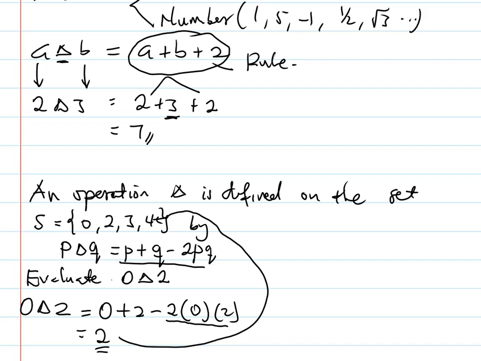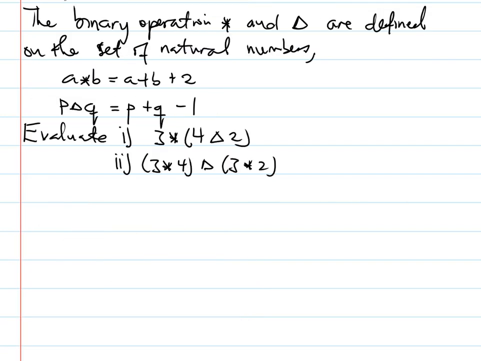Let's try an example where the set is infinite. In this given example, we have a binary operation that is star and delta, which are defined on a set of natural numbers. Now, natural numbers are infinite sets because the last element is not known and it's not countable. Now, how many operators do we have? We have two operators, two symbols.